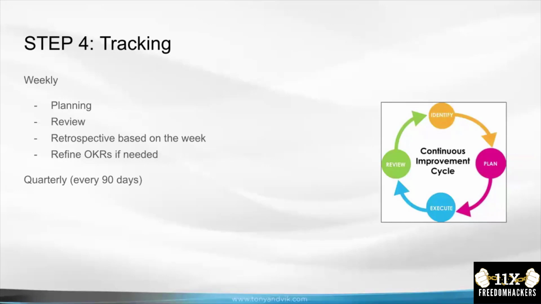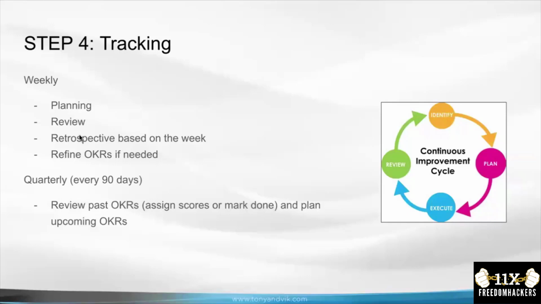Second month, people start realizing, maybe in the middle of the month, oh yeah, I had this objective. And then the third month is when they really start working on it, which doesn't make any sense. If it's important enough to be your objective, it's something that you start doing from day one, not on day 60, right? Then once the quarter passes, we review the past OKRs, assigning scores or marking them as done or not done, and then plan the upcoming OKRs, meaning that we break them down on a monthly, weekly level, right?